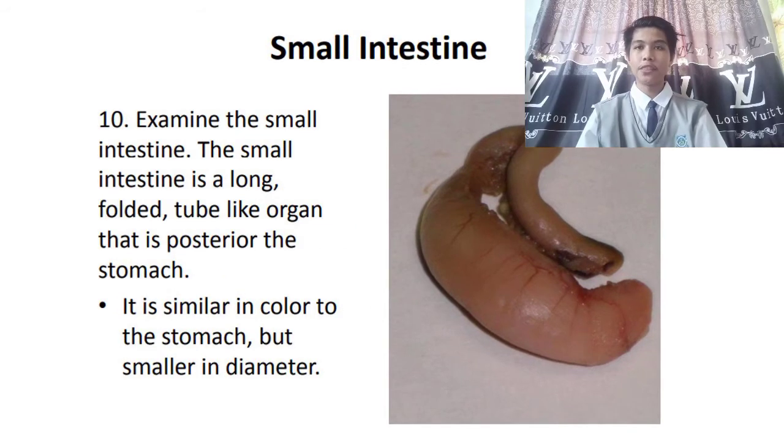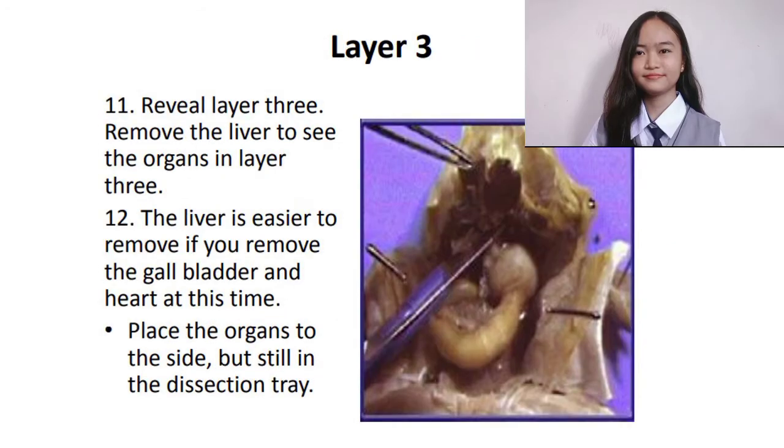Small intestine. Number 10. Examine the small intestine. The small intestine is a long, folded, tube-like organ that is posterior to the stomach. It is similar in color to the stomach, but smaller in diameter. The next one is layer 3.